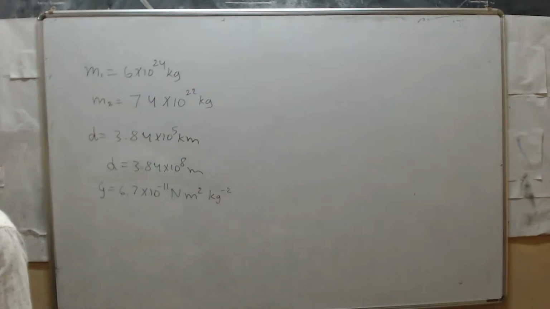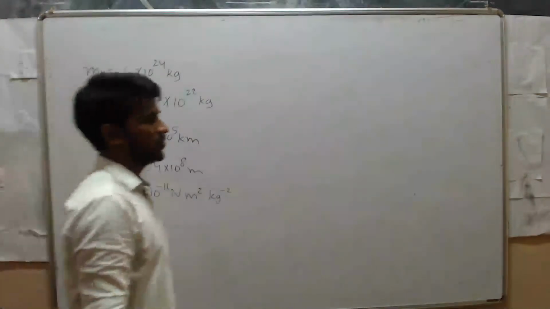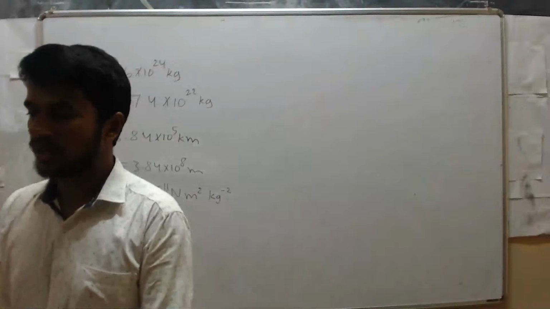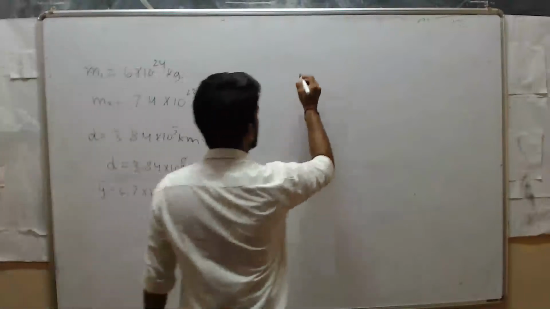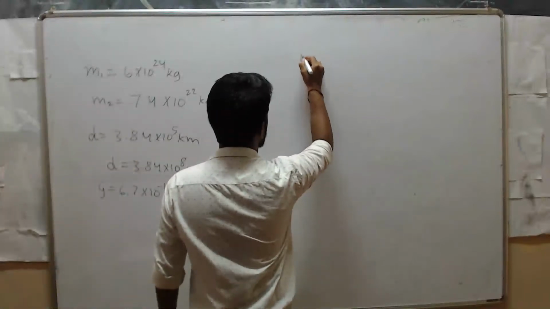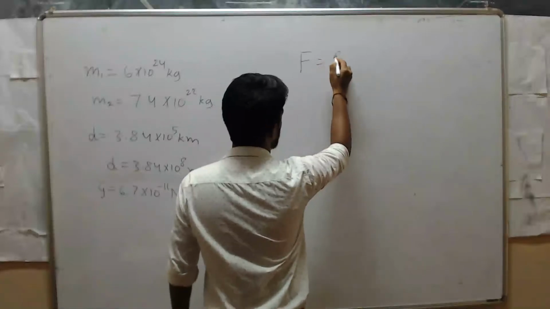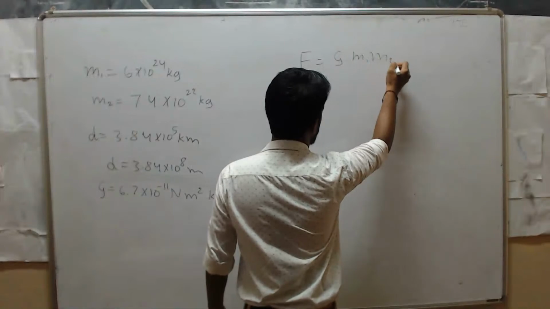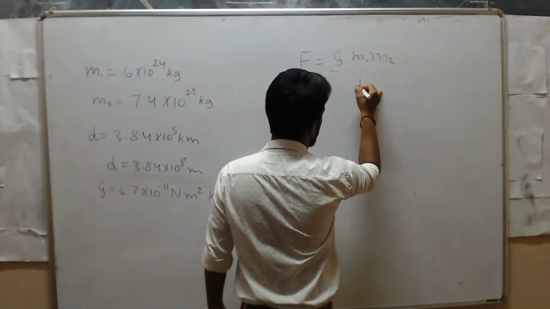Okay. Yes, sir. So now calculate. So what is the formula? You know, right? The force of attraction between two objects. To calculate that force, we know the formula, that is F is equals to G into M1 into M2 divided by D square.